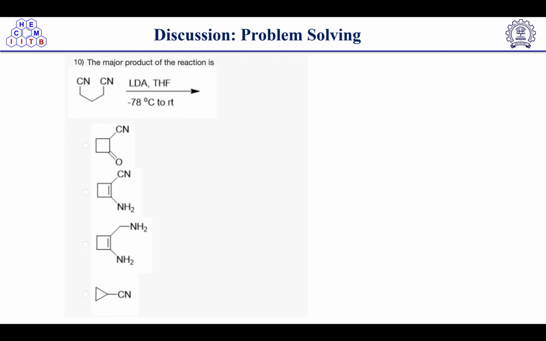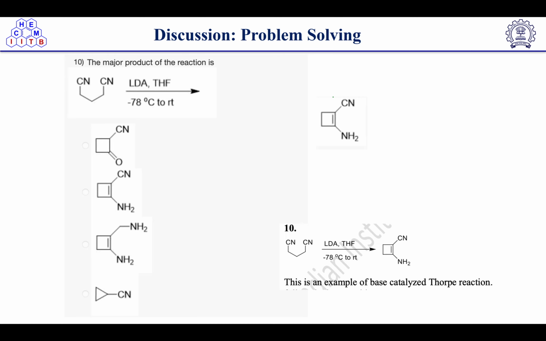Next is, the major product of the reaction is, so LDA is given, which is a bulky base. All of you know that, right? At lower temperature also this reaction is going. So the mechanism is given here. We have already discussed the Thorpe type of reaction. We have nitrile group instead of carbonyl center.